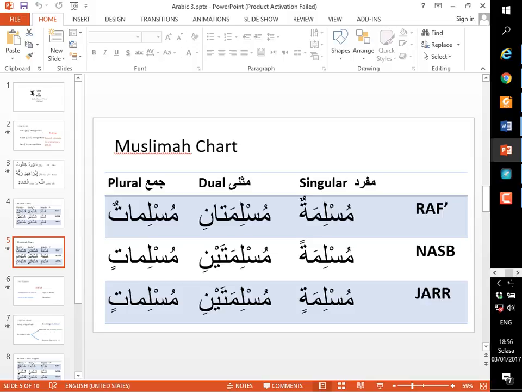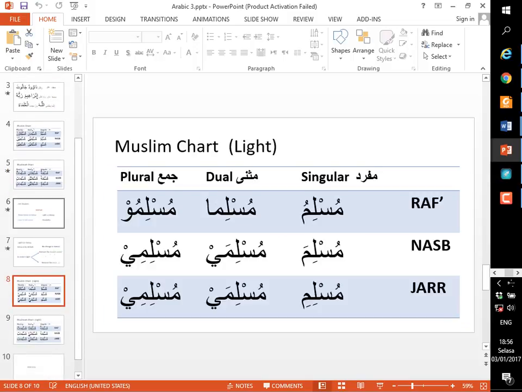You still confused? Let's see. This is the light version. Al ayati. Imagine the words in this chart. Where will it be? In here? In here? Where? Ayati. Where? Here? Here?